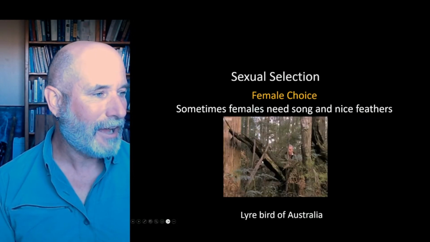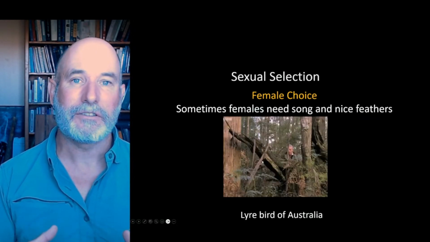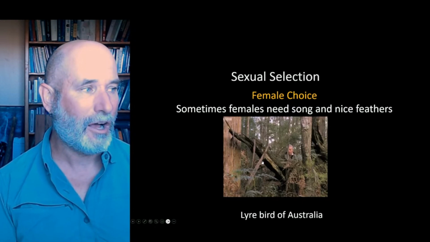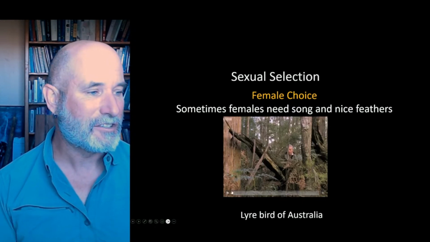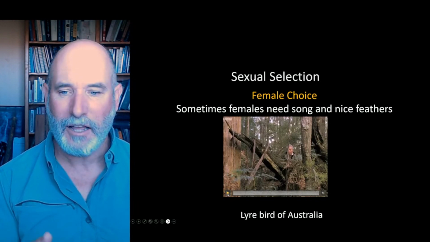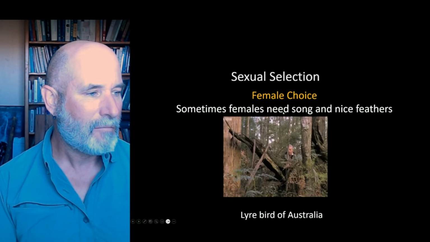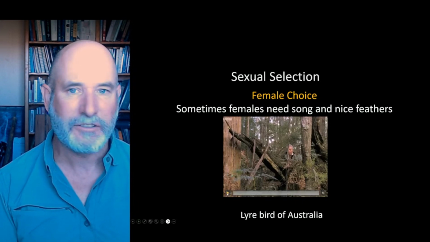Okay, next. Sometimes females like to have a male that can sing, but also have nice feathers. And this is the lyre bird. If you can't hear this, let me know, okay? And I'll see if I can adjust the volume. But this is from the BBC with David Attenborough here.